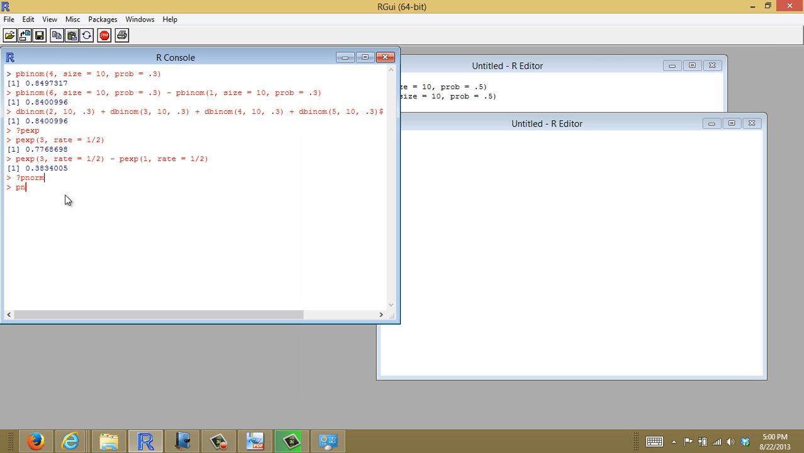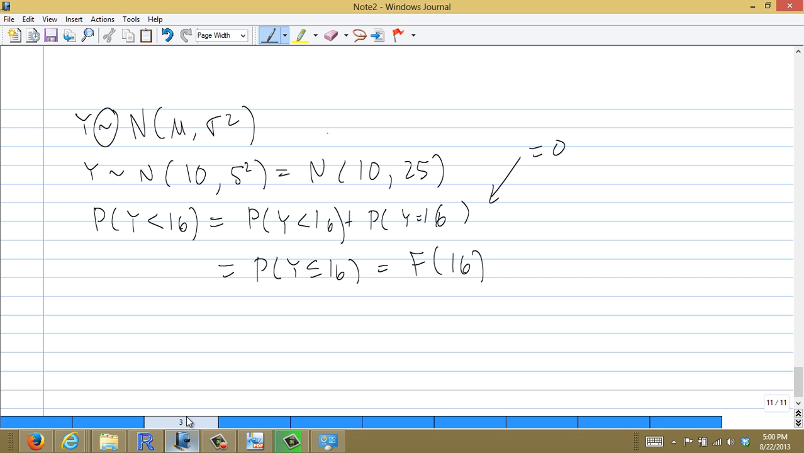So we want to find the CDF of our normal distribution. We want to evaluate it at 16. The mean is equal to 10, and the standard deviation is equal to 5. So the answer to the first question is about 0.885.